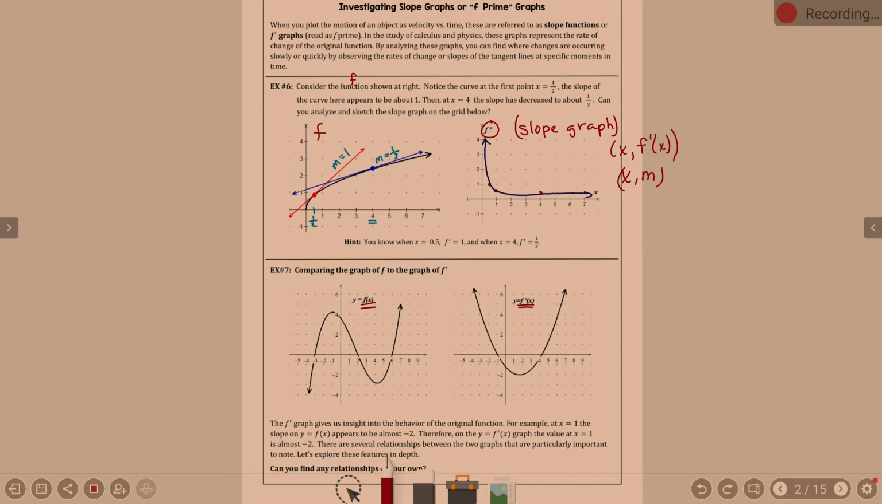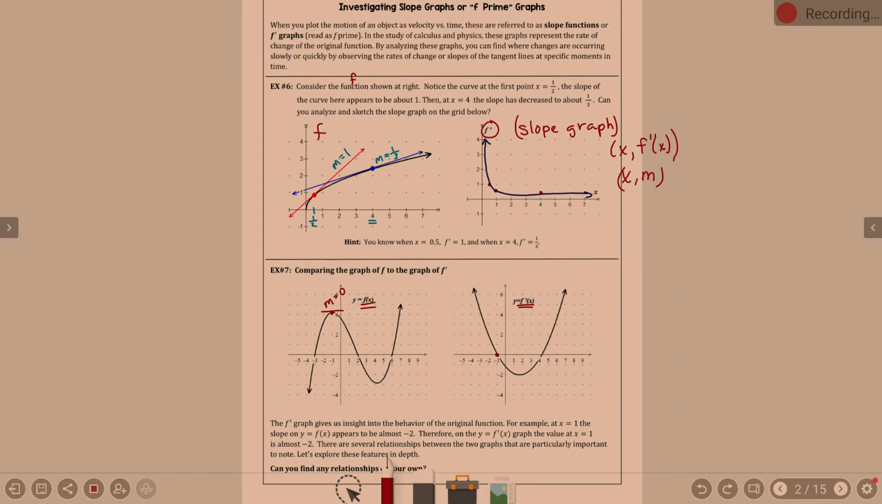For instance, if we look here, when x equals -1, what do you notice there? This is a max, there's a horizontal tangent line, so what would that mean there? Slope is 0. So what's that mean over here? At the point -1, we have a slope of 0. Do you see that connection? Interesting. A max in the graph is a 0 on the slope graph.